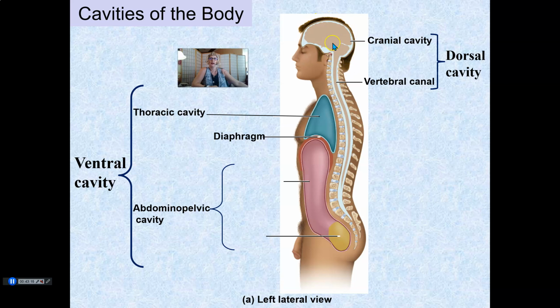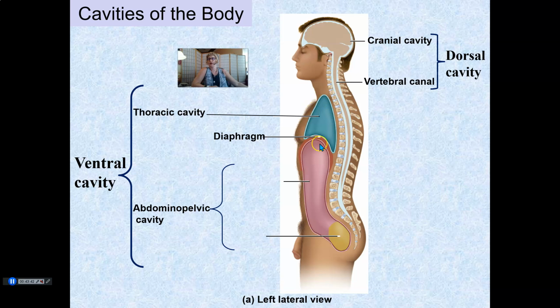What's in the cranial cavity? The brain. What's in the vertebral canal? The spinal cord. So brain and spinal cord, and we will be doing CNS. CNS is the brain and the spinal cord. PNS, the peripheral nervous system, is going to be the nerves, the cranial nerves and the spinal nerves. There will be spinal nerves coming off of the spinal cord.